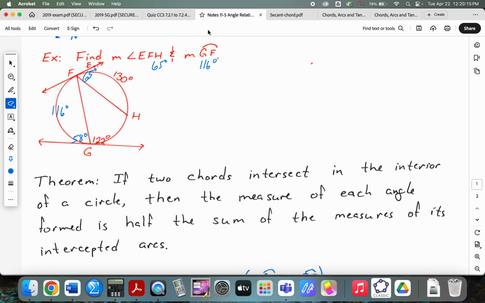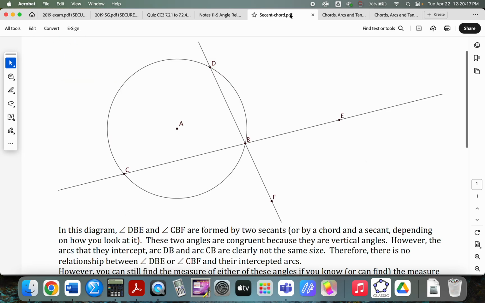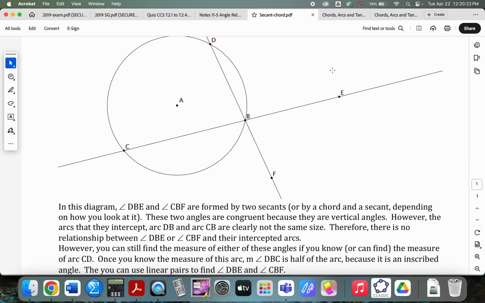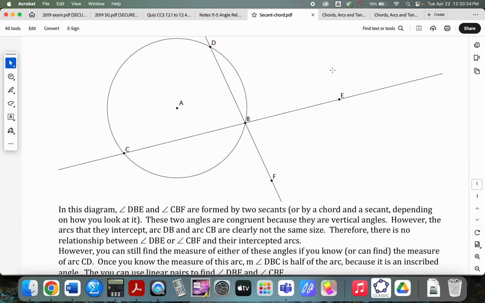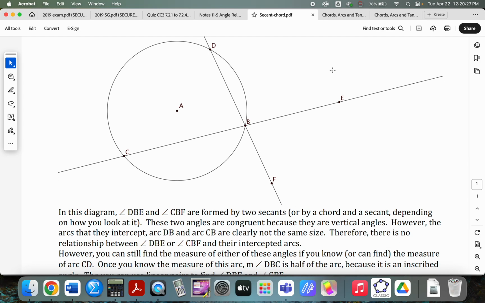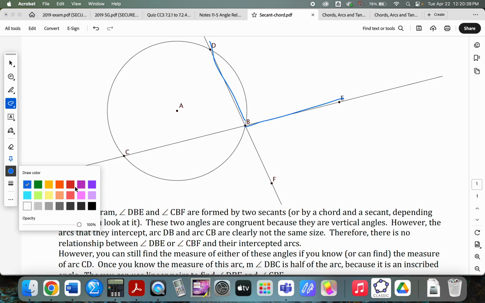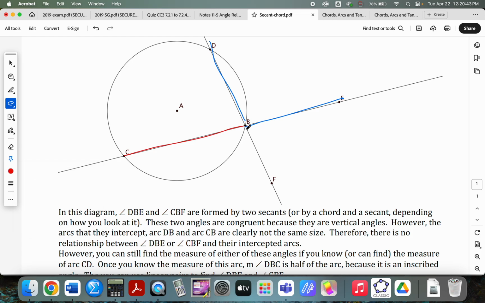If you will, please turn to that secondary page that I gave to you. So here, if we're looking at angle DBE, so this angle over here, and I'll do it in a different color, angle CBF. Those two angles are clearly vertical angles, right? So we know that they're congruent to one another.